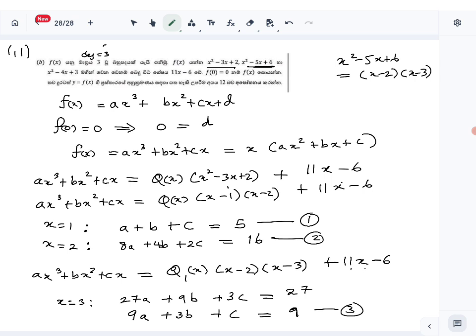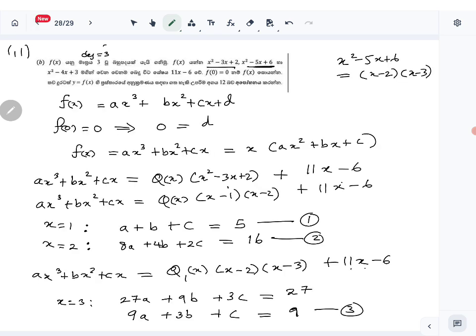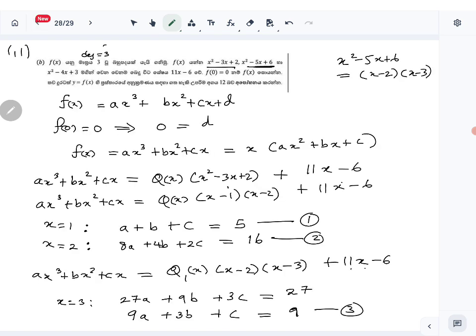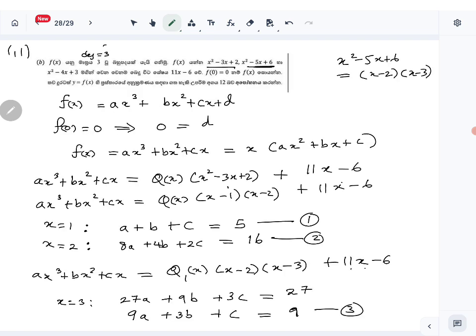I will do equation 3 minus equation 1 first. That gives you 8a plus 2b, c cancels, and 9 minus 5 is 4. So 4a plus b equals 2. That is equation 4. We'll need to create another one.